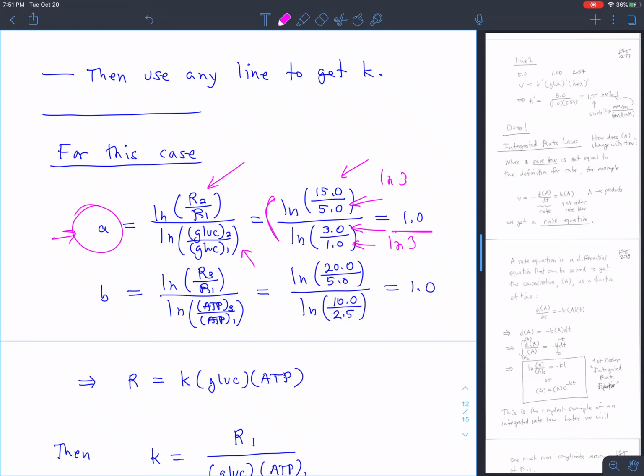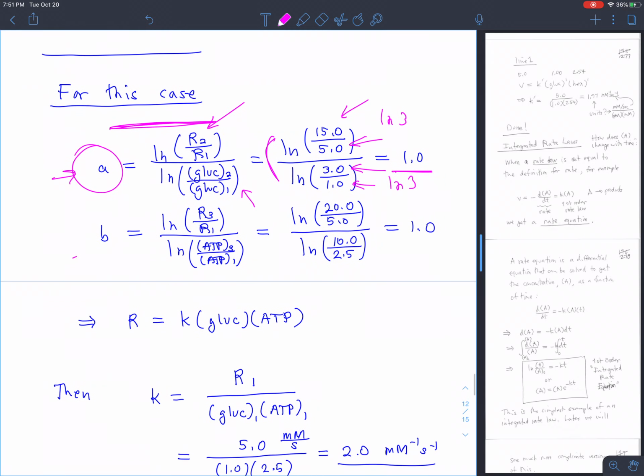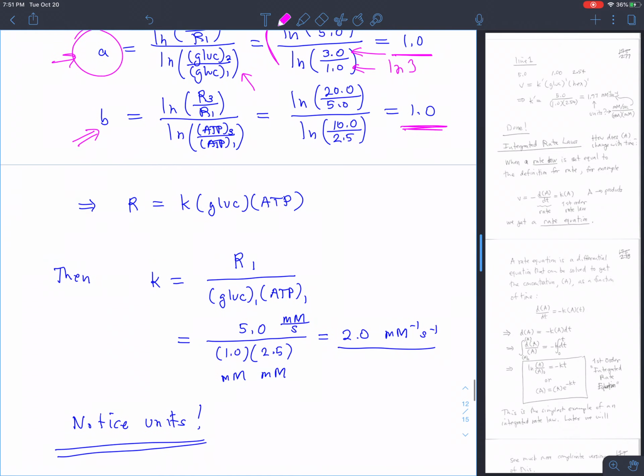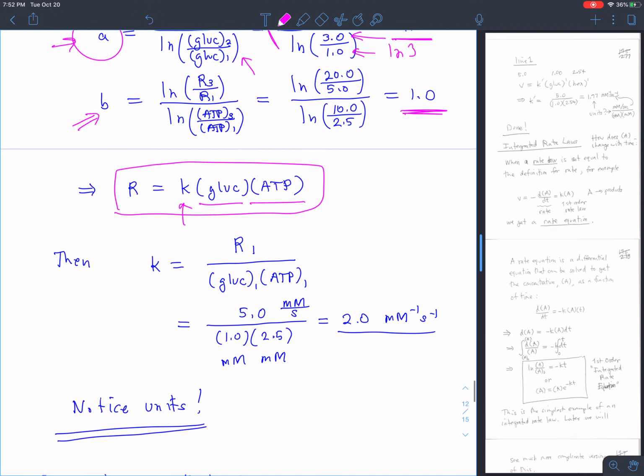So we didn't really need all of this complication in this particular case, but in more complicated cases we would have. And now the same thing using rows 1 and 3 gives us also a power, an order of 1 for B, for the power for ATP. And so overall, our rate law is some K that we still don't know, times glucose to the first power, times ATP to the first power.